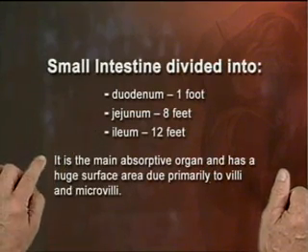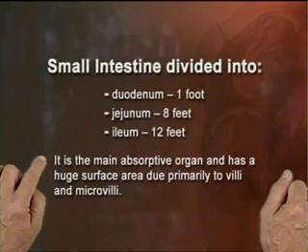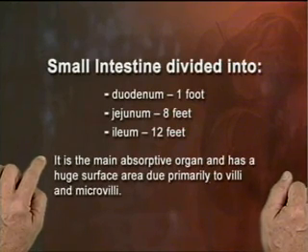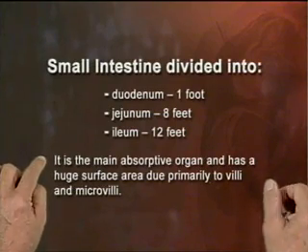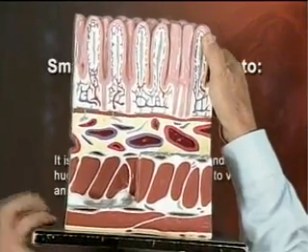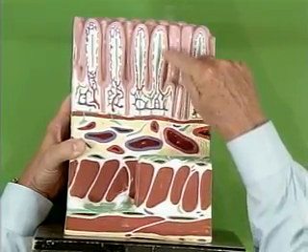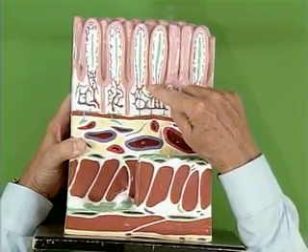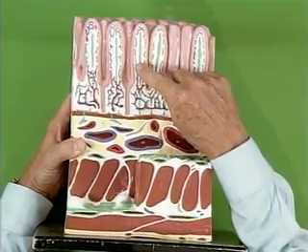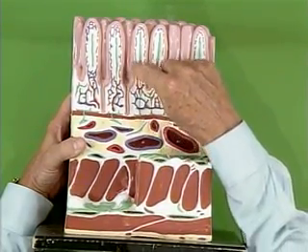Now, the small intestine is the main absorptive organ. It has a huge surface area, and primarily that's due to villi and microvilli. Now, villi are little teeny tiny finger-like projections. Let me pull up another model, and we'll go to the overhead camera on this model. These are villi, and to give you an idea of scale here, you can barely see these with your naked eye. Barely see them in a section of intestine with your naked eye.